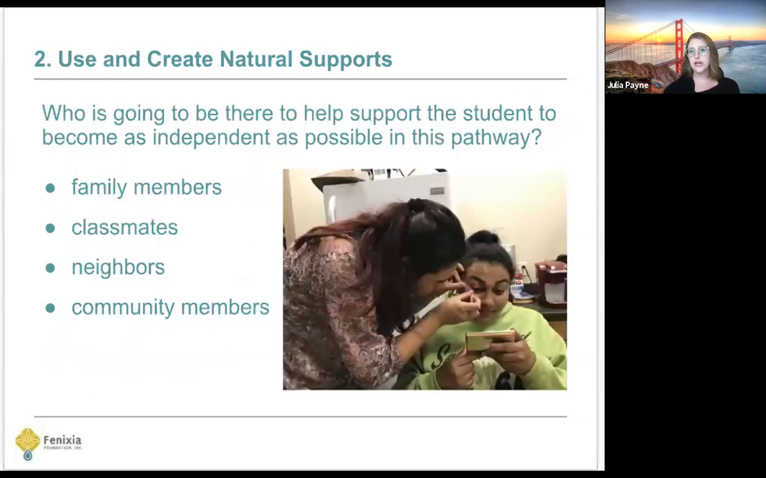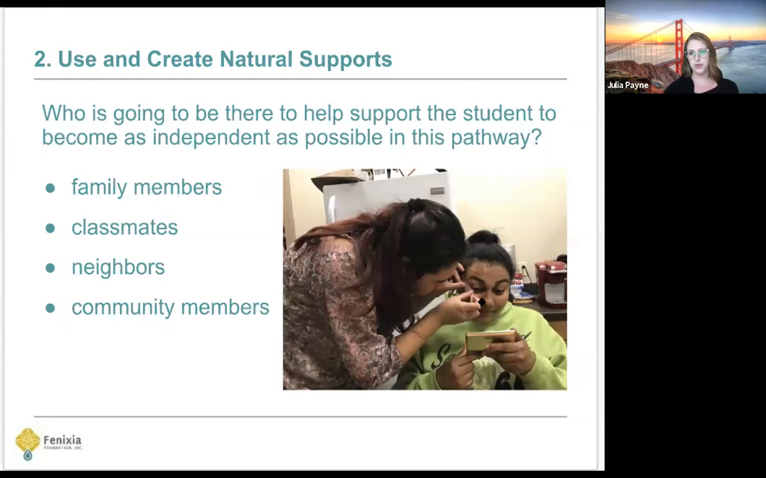So using and creating natural supports are really important. Who's going to be there to help support the student become as independent as possible in this pathway? Use your family members, use classmates who maybe have some other skills that they could help out, neighbors, community members. Maybe there's a grocery store worker that you see every time you go to the grocery store. Can you have your student interact directly with them instead of with you? How do you bring those natural supports in to create that independence?